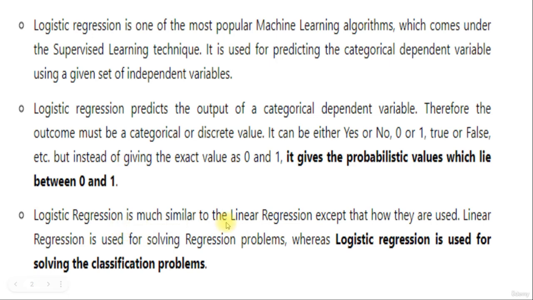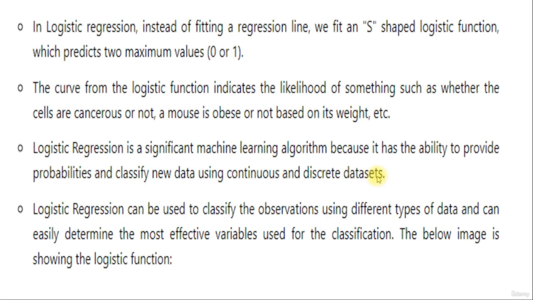So logistic regression is much similar to linear regression, except in how they are used. Linear regression is used for solving regression problems, while logistic regression is used for solving classification problems. A lot of students are confused by the name of logistic regression. By the name, they think that it will be a regression algorithm, but actually logistic regression is a classification algorithm. So remember this point.